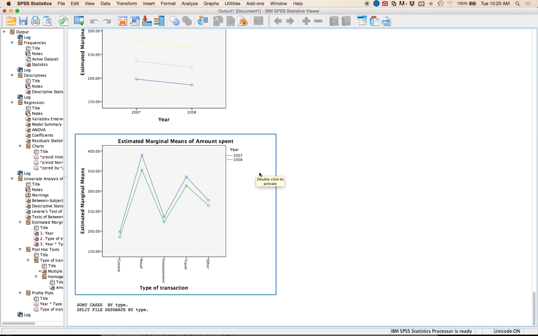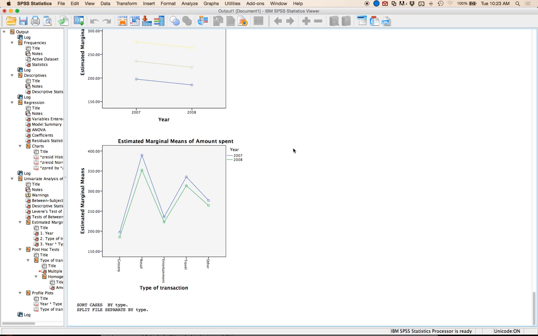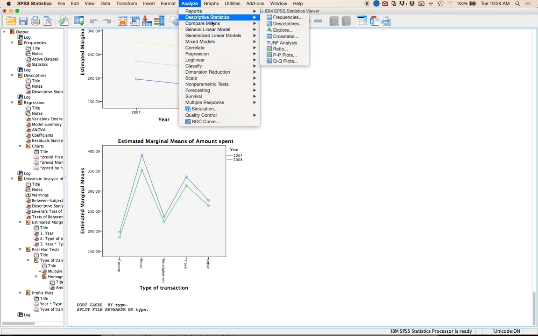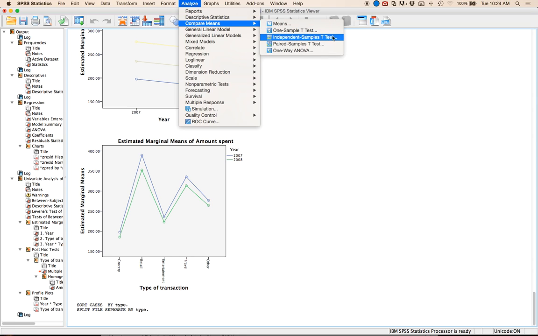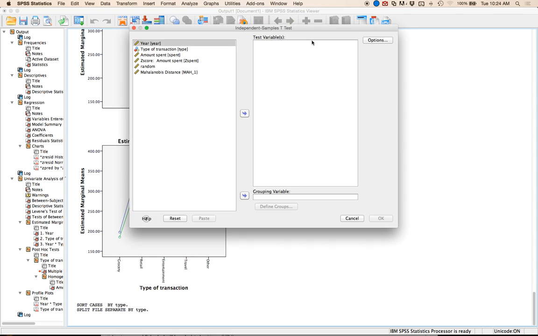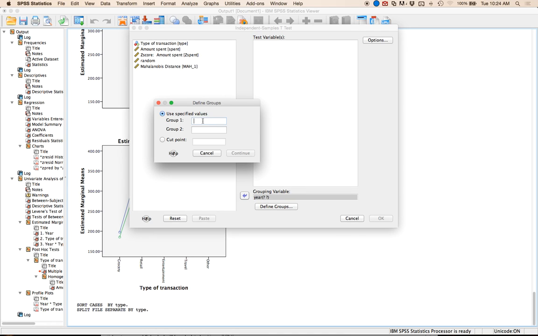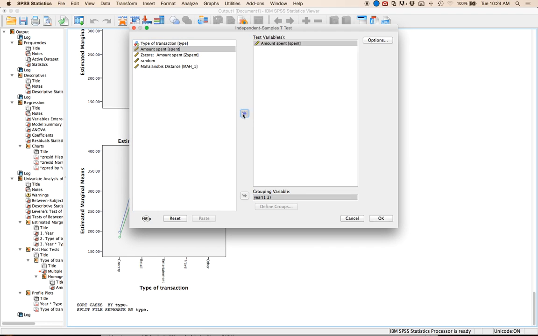Okay, I've split my file, and what that's going to do is give me this t-test for each level of the type variable separately, which is what I want. So let's go Analyze, Compare Means, Independent t. I'm going to use year, so whichever variable you split by, don't use it here. Be sure you're using 1 for split, 1 for test. Hit Define Groups, and I think it's 1 and 2. Continue, and then my amount spent is my DV. I'm going to stick that in Test Variables, and hit OK.